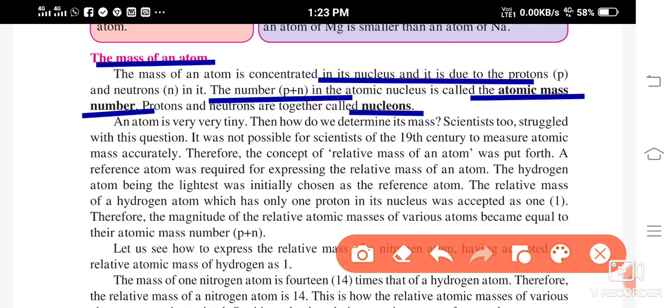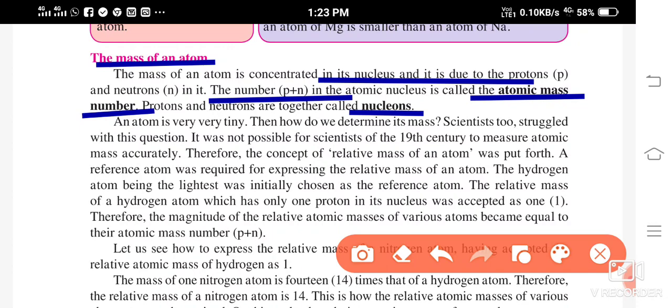An atom is very, very tiny. Remember this, an atom is very, very small. I have told you just now. Then, how do we determine its mass? You know, see, an atom is very tiny. So, how are you going to determine the mass?